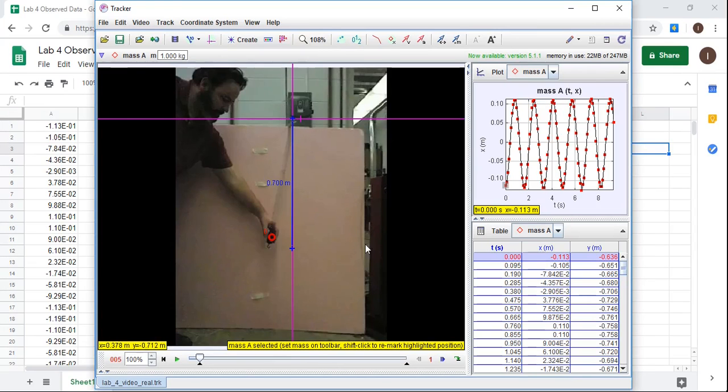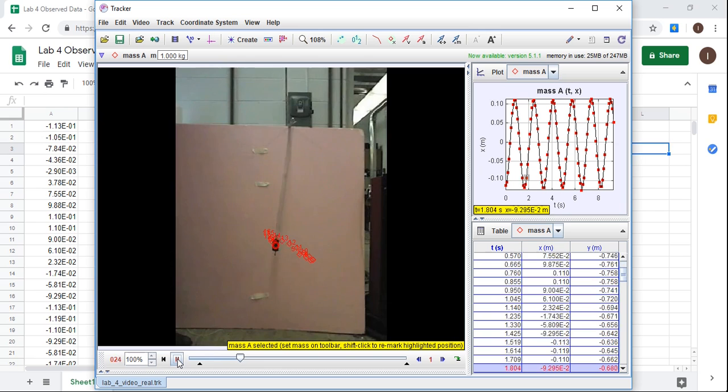In Tracker, I had to set up the length scale to be 0.7 meters. The coordinate axis is set up where the origin is at the attachment point and the axis is aligned with the y-axis. The point mass was analyzed to generate the graph. The video starts where the mass is just about to be released and goes all the way to the end of the video, and as a result, this oscillating graph is generated, which has x and y coordinates.